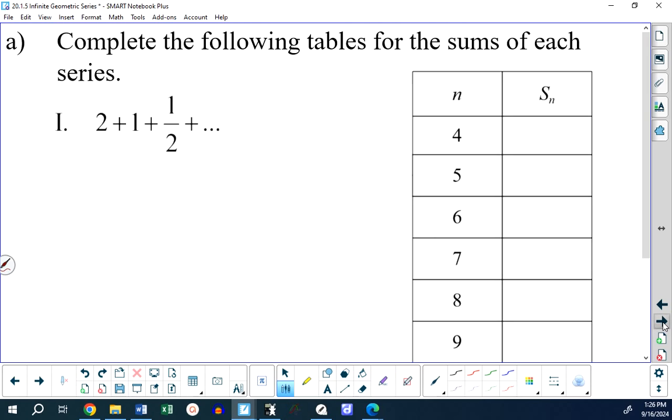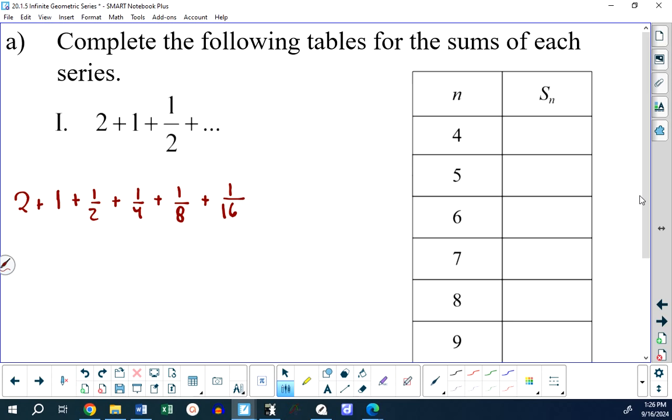What we are asked to do is find the sum of the first 4 terms in this first geometric series, and then the sum of the first 5 terms and the sum of the first 6, and so on. Now, how can we do this? Well, I could take a brute force approach. I could start writing out S10, and I could write 4 more terms and add them up. But I think that gets tedious.